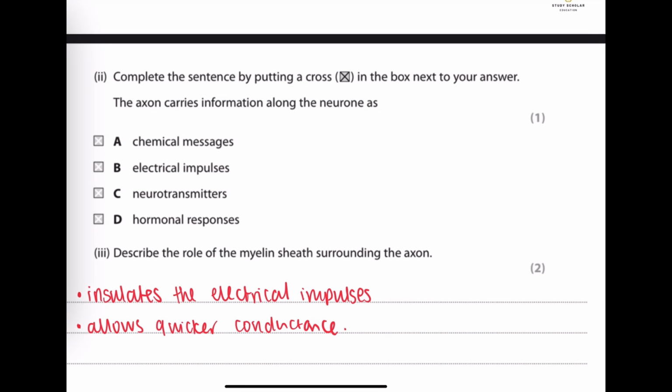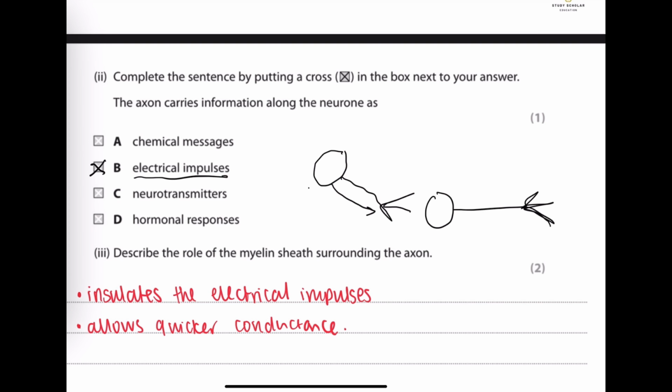Complete the sentence by putting a cross in the box next to your answer. The axon carries information along the neurons. This is as electrical impulses. So basically there's this neuron. There's the neuron. It goes down, this is by electrical impulses, and it goes down to the next one.